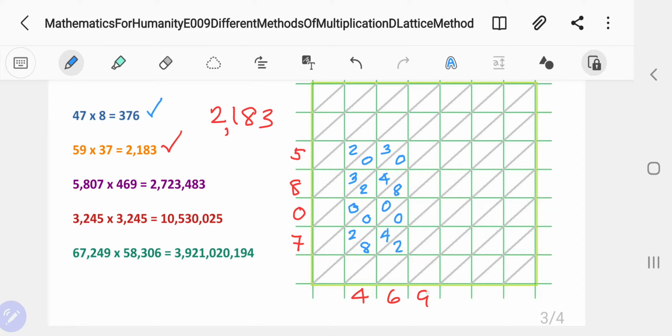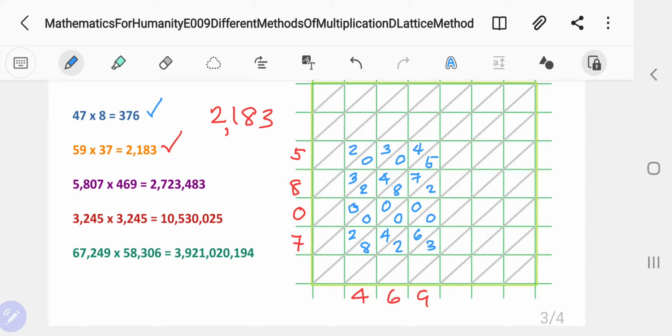Then we have 9 times 5 would be 45. And then 8 times 9 would be 72. Then we have 0 times 9 would be 0. So we just put zeros here. 7 times 9 would be 63.